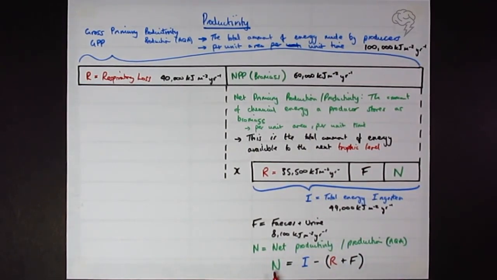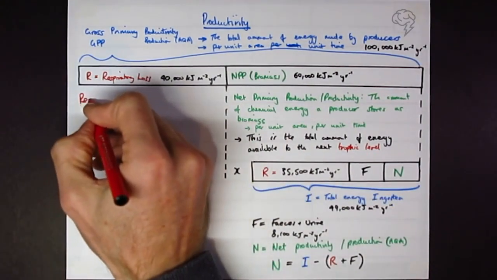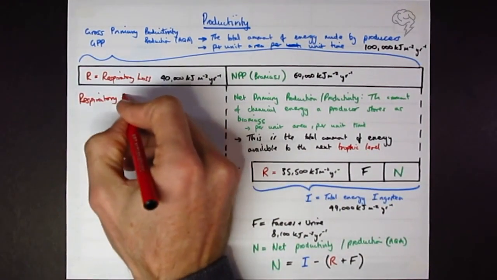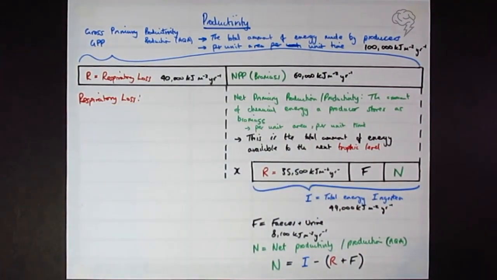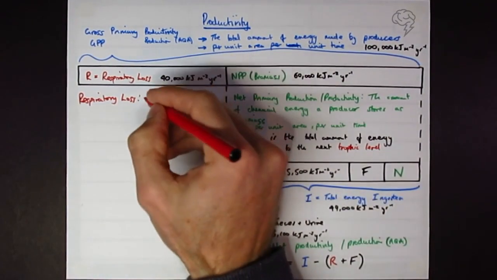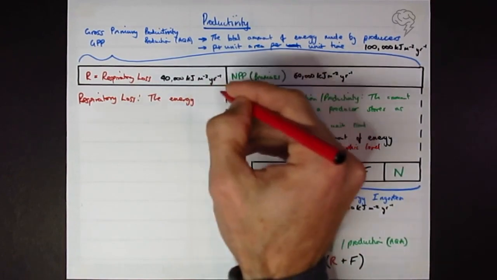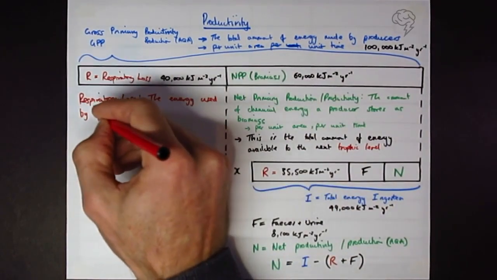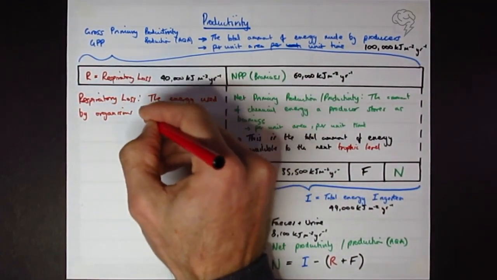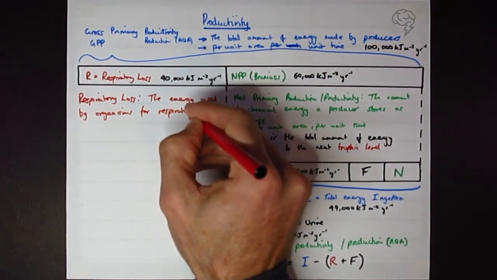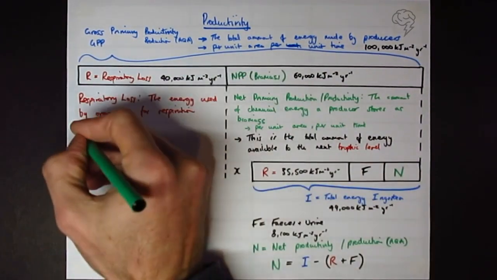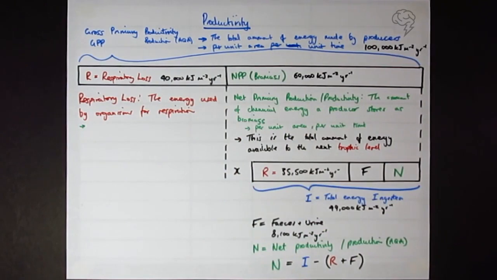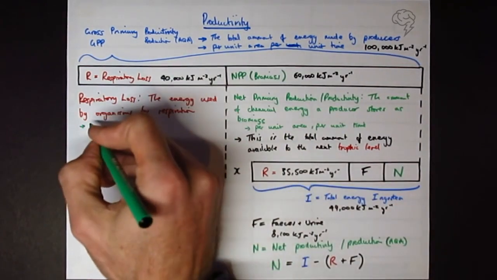So how could we calculate it in this case? Well, let's look at some numbers for that. In fact, let's define respiratory loss, so it's all nice and tidy. Respiratory loss is the energy used by organisms for respiration. I'm going to give some examples here. Remember, plants respire too. Plants are respiring all the time. Everything needs ATP. Everything needs to respire.